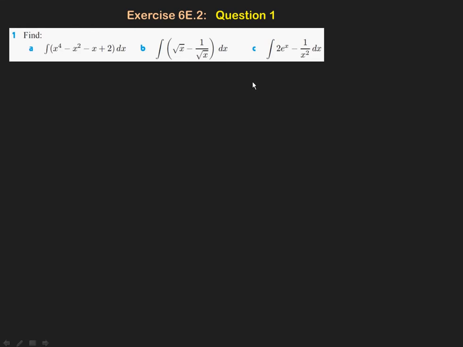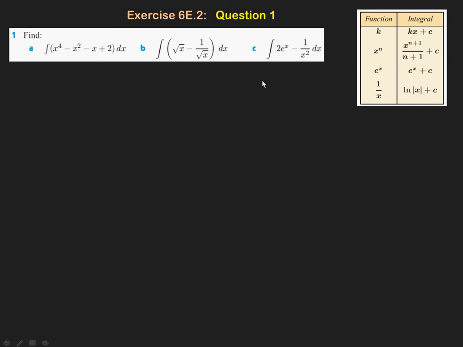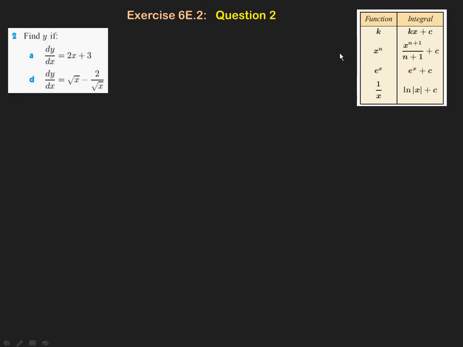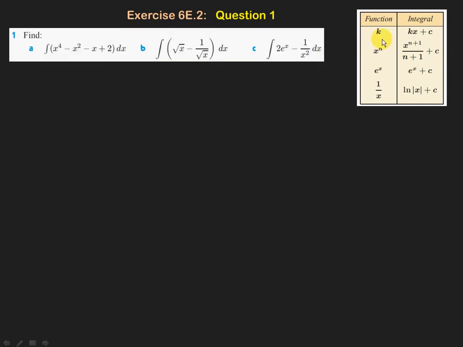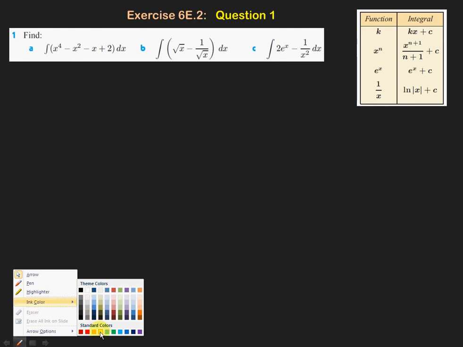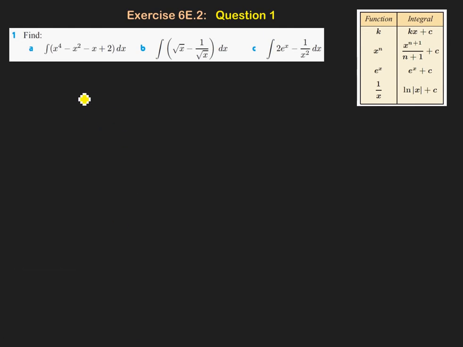To begin tackling some of the questions in this exercise, first we call out the table of integrals. This is it. Okay, and it will be very useful later. So I think we're ready to do a few questions. But before that, let's look at a couple of properties of integrals.